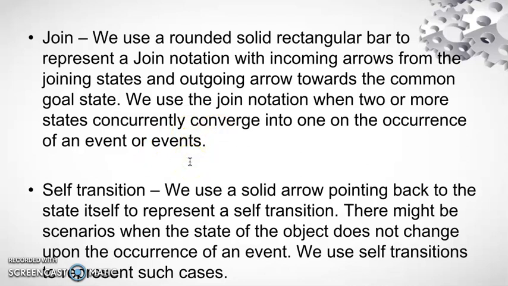For self-transition, we use a solid arrow pointing back to the state itself to represent the self-transition. There might be scenarios when the state of an object does not change upon the occurrence of an event. We use self-transitions to represent such cases.